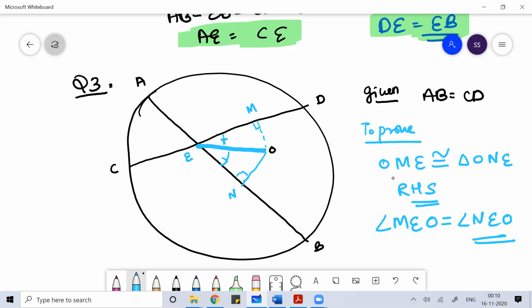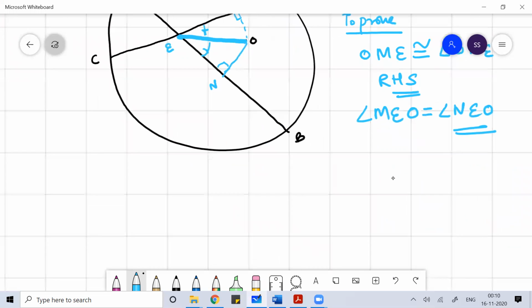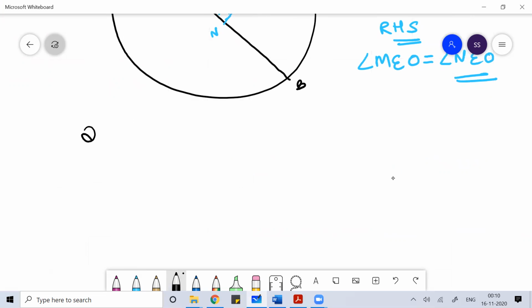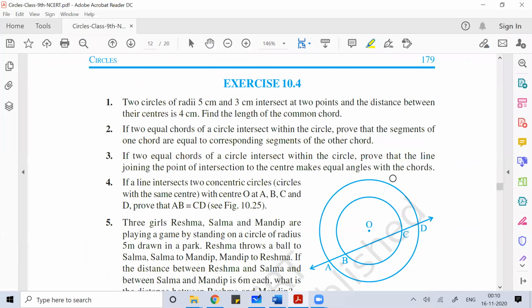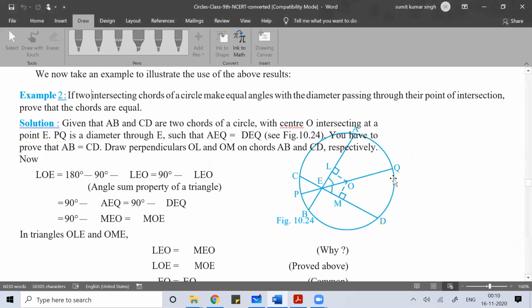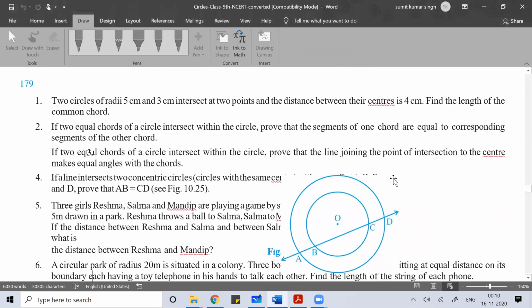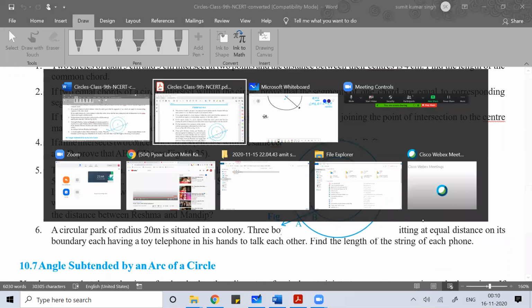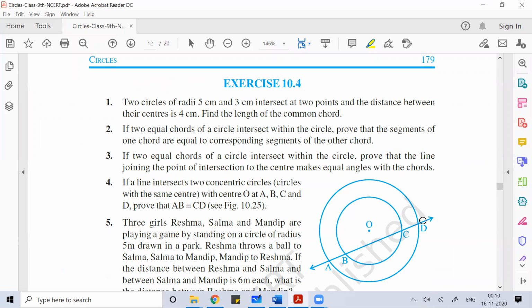Okay, very simple question. Now question number 4. You can see this figure. If a line intersects two concentric circles, I hope you understand what concentric circles are. Two circles having the same center but unequal radii are concentric circles.